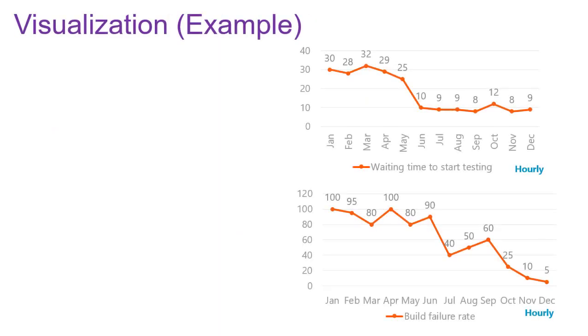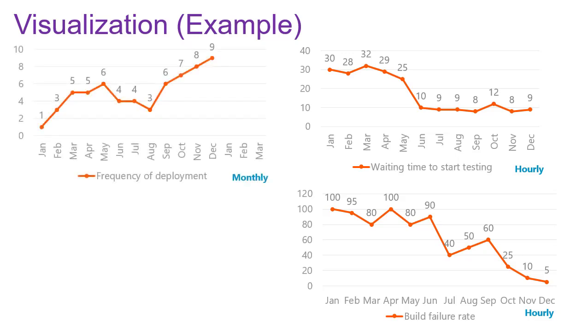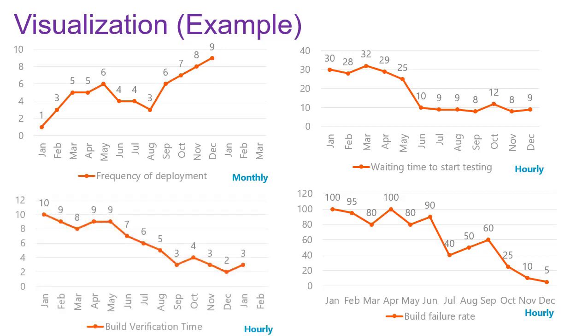So let's look at another visualization example. As we can see here, waiting time to start testing, build failure rate, another is frequency of deployment, build verification time. I can define the KPIs that give me more indication about the transition and the progress, and we need to move very quickly to deploy in production if we're working with more frequency.